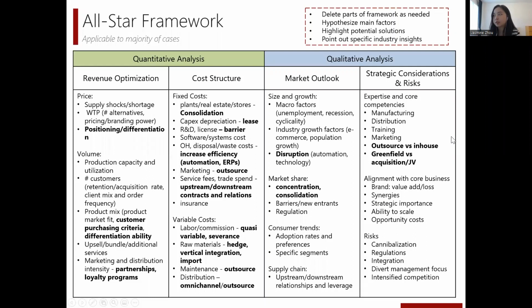Number 1 is expertise and core competencies. Number 2 is alignment with core business. And then number 3 is risks. So for the first one, expertise and core competencies, this is relating to what is your client or this company actually good at? And does it have the ability to execute on whatever this case is asking it to execute on? So things like manufacturing abilities, how many plants does it actually have?